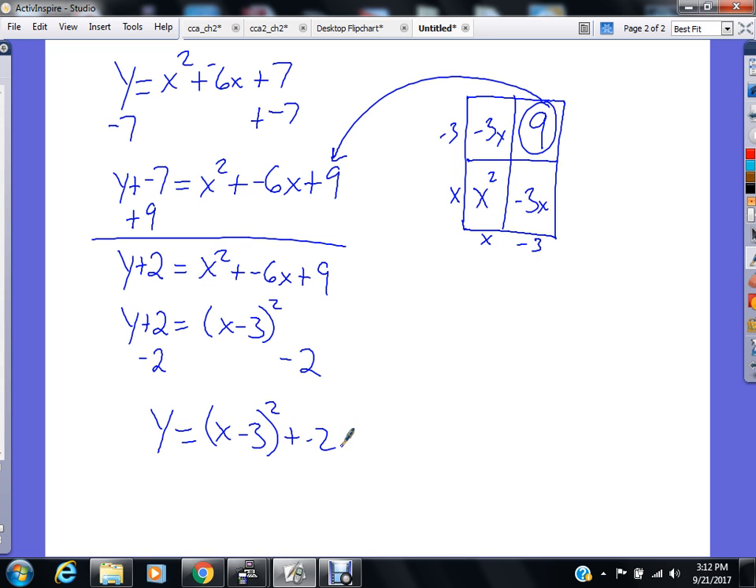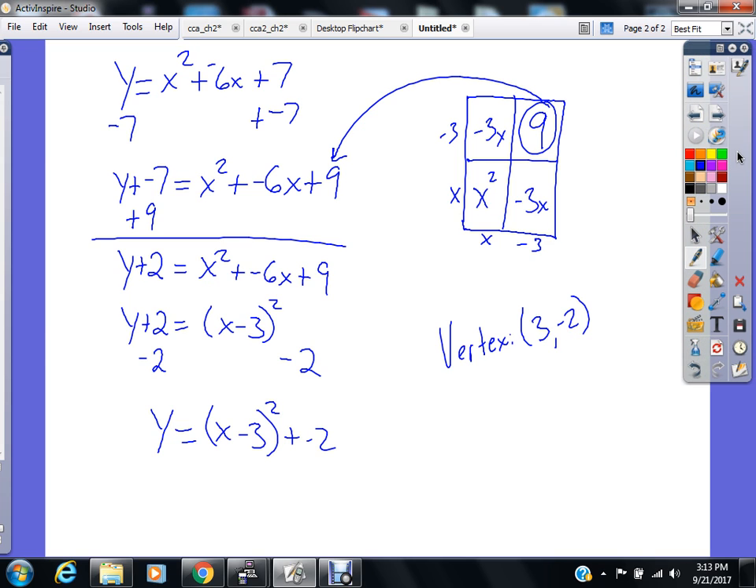So now again, we have our a, h, and k, and once we have those, then we know that this is neither compressed nor stretched, and our vertex is at 3, negative 2. So again, our vertex is at 3, negative 2, which is h and k. And it's another way that we can go about doing this.